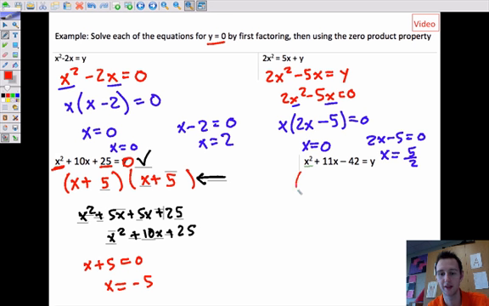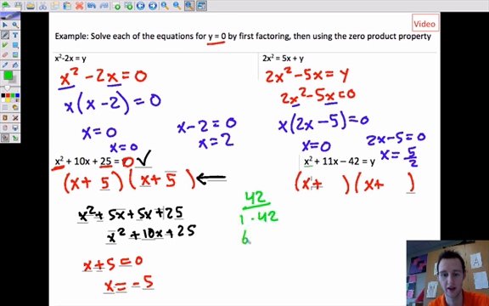Over here, again, start with this. You know, x plus something, x plus something, because we have an x squared here with no coefficient. Now we need to start looking for the factors of 42. So the factors of 42, we can say 1 times 42. You can also do 6 times 7, or you could also do 3 times 14. And I believe that's all of them.